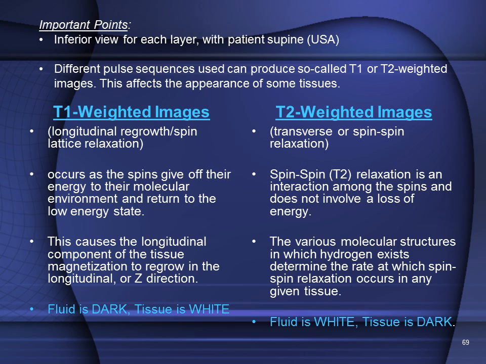This is in contrast to the T2 weighted image, which is a transverse or spin-spin relaxation. The result is that fluid is white and tissue is dark. So the take-home message is that there is different weighting used on MRI imaging, which is basically changing the contrast. In a T1 weighted image, fluid is dark and tissue is white. In a T2 weighted image, the fluid is white and the tissue is dark.